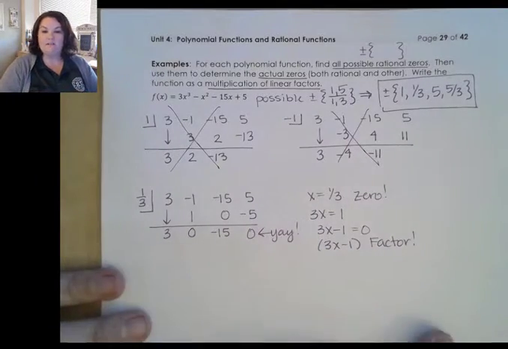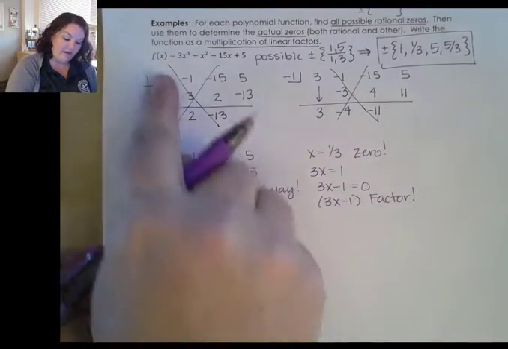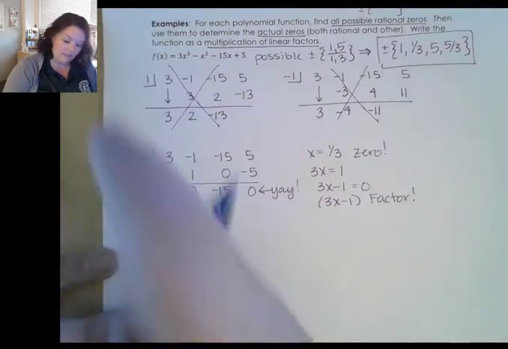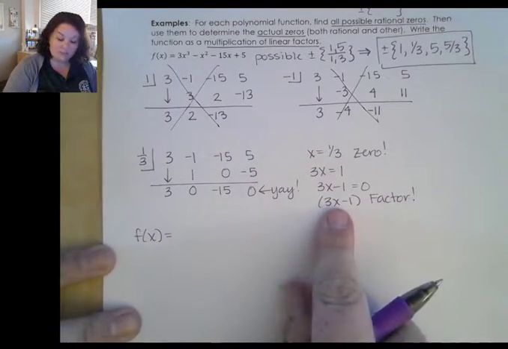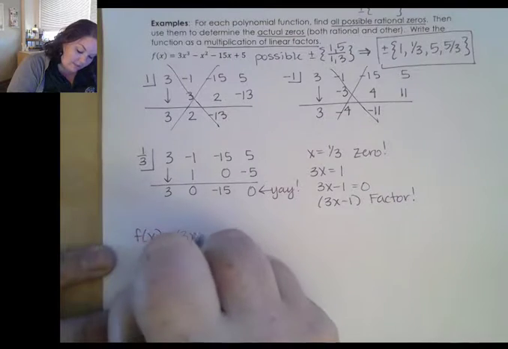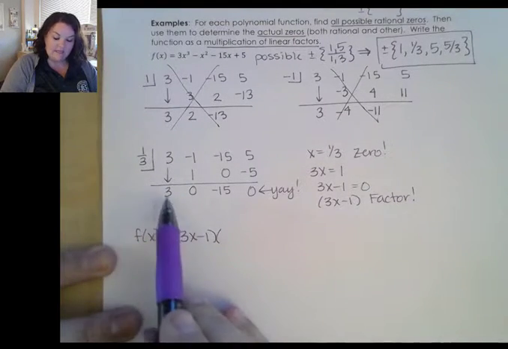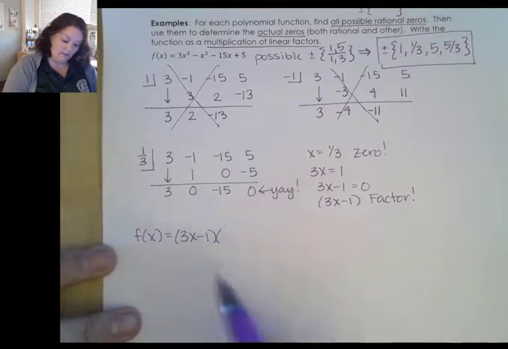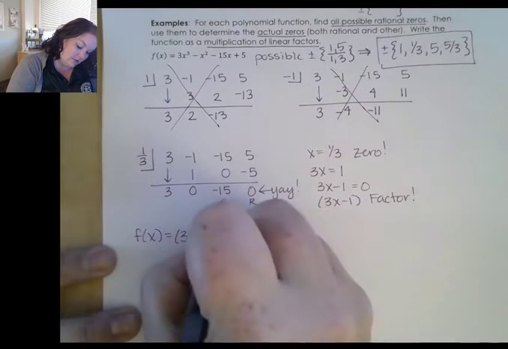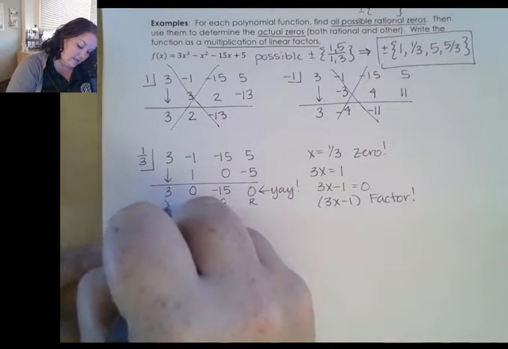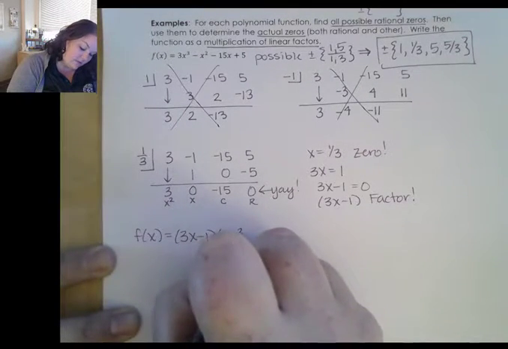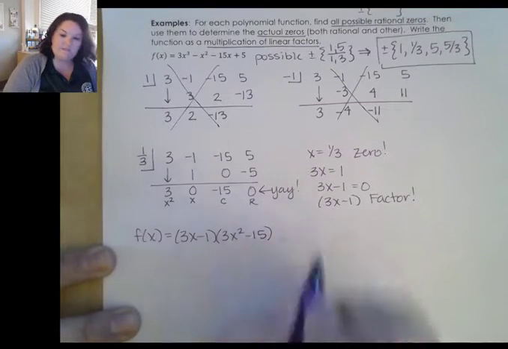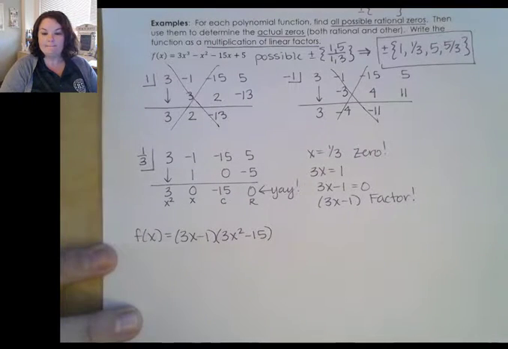Okay? All right, so let's go ahead and write what we've done. We've factored this just a little bit. So now I should be able to write my function f of x as the factor we just found, which is 3x minus 1, times this remaining factor, right? So this was my remainder, this is my constant, this is my x, this is my x squared. So this gives us 3x squared minus 15. Okay, and now all we need to do is finish factoring this.